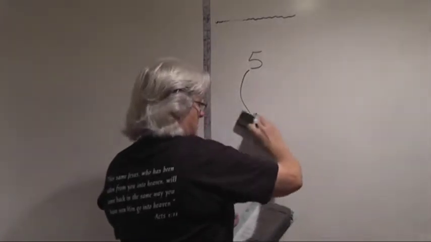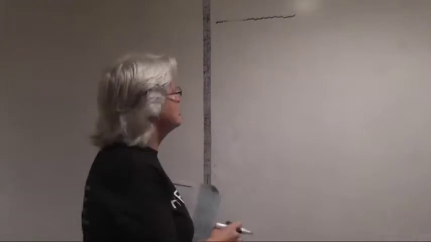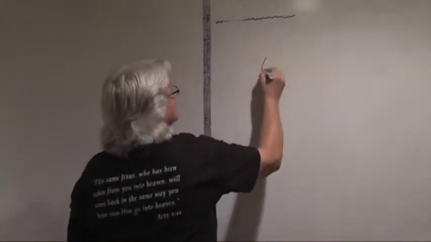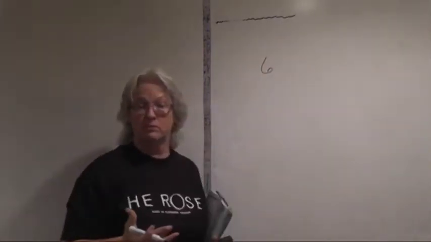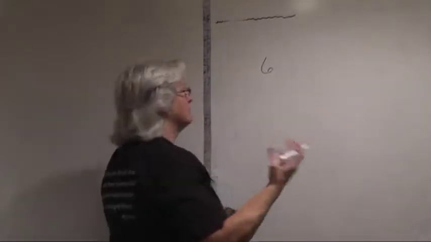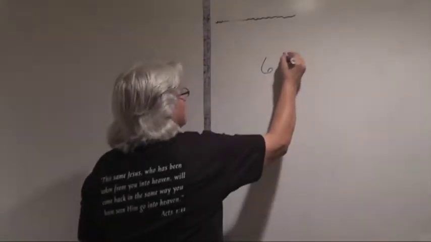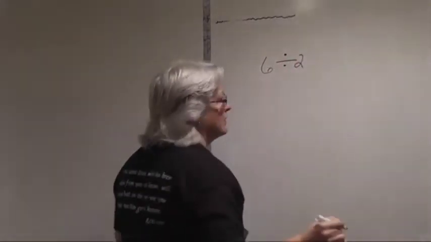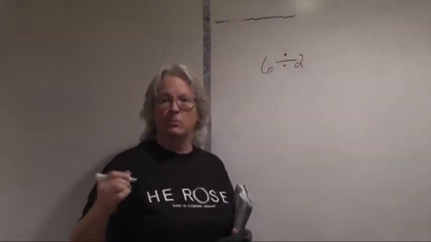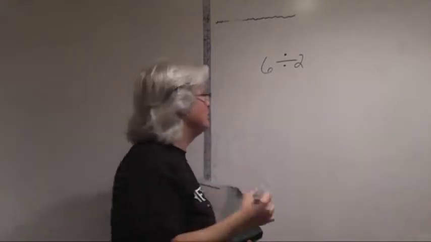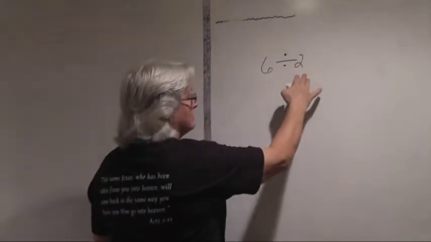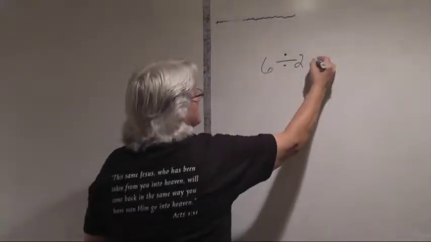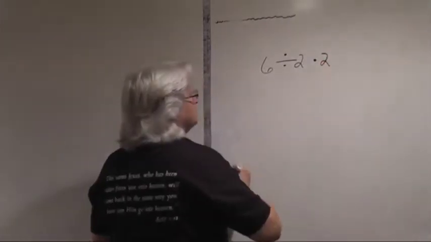Now let's do one where we see that multiplication undoes division. Start with this number 6. Let's go ahead and divide by 2. If multiplication undoes division, we already have division by 2. See what happens when we multiply by 2.